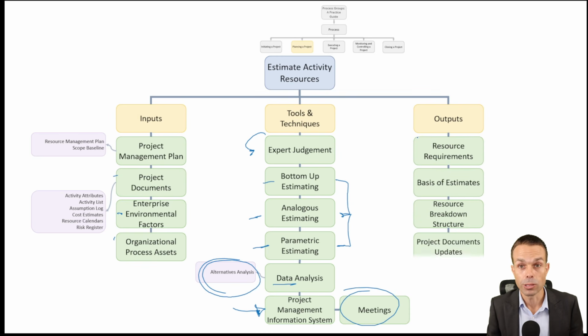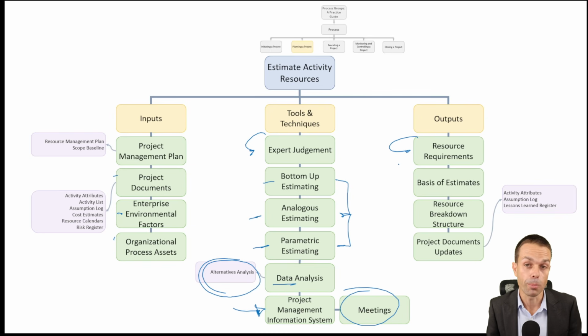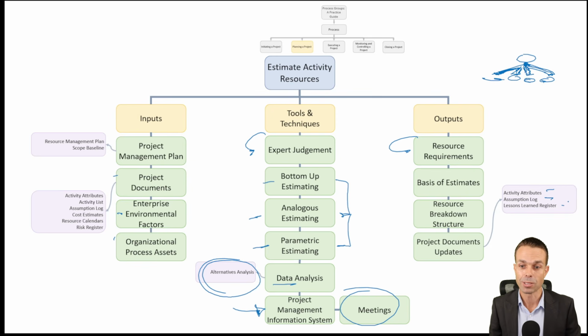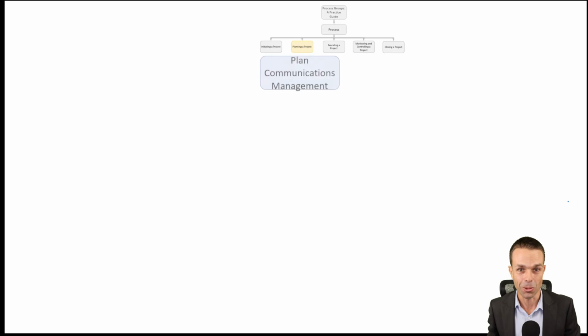The outputs are our resource requirements, and we've got the basis of those estimates. The resource breakdown structure, like we said, which is that hierarchical chart, we're going to update the activity attributes, assumptions, and any lessons that we learn along the way.